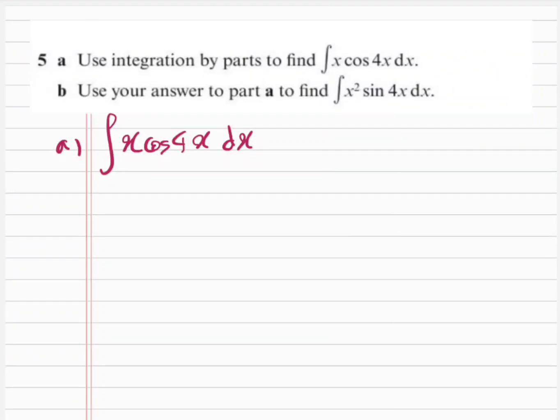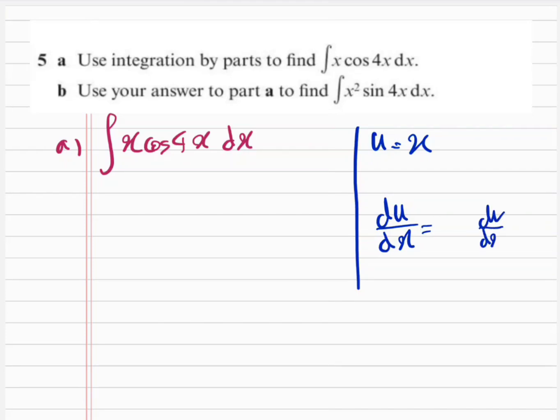Hi everyone, this video is on exercise 11, question 5a. We want to use integration by parts to find the integral of x times cos 4x. We'll start by setting u equal to x. Remember that we need to find du by dx, and also set dv by dx equal to the other function, which is cos 4x in this case.